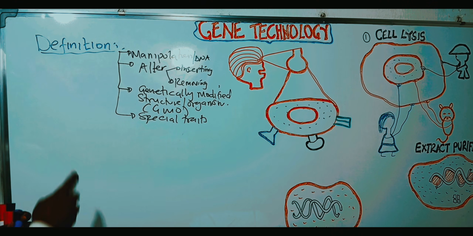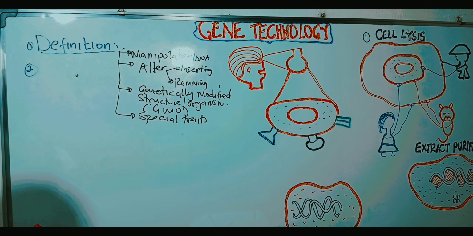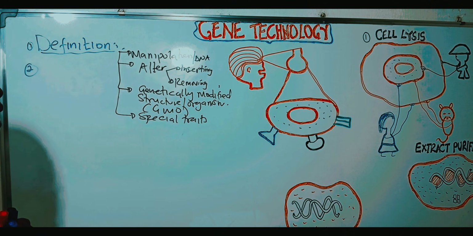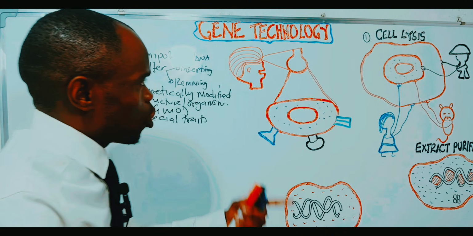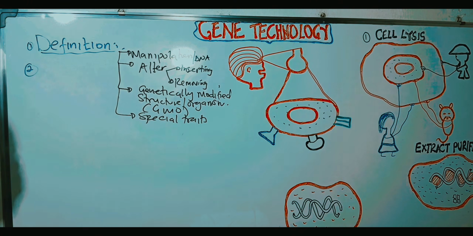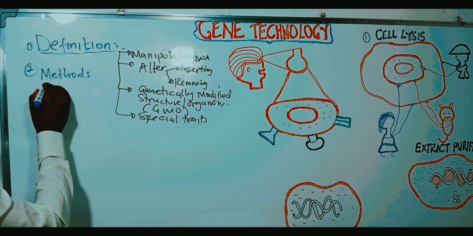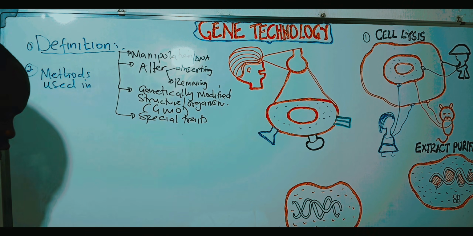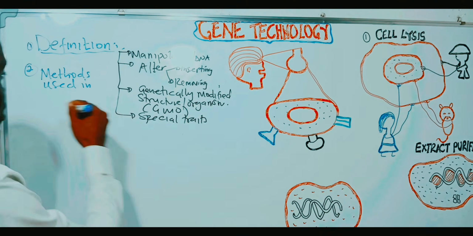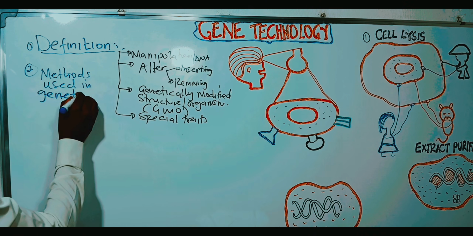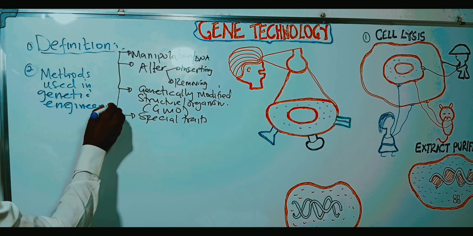So after looking at the definition, we are going to focus on some other key areas. The next part, we need to look at something very important, which is the methods we normally use in genetic engineering. But remember, this gene technology can also be called genetic engineering. So we shall see the methods used in genetic engineering.